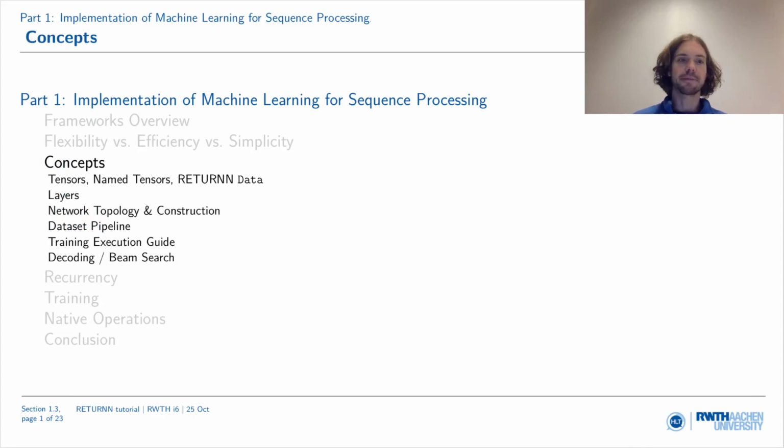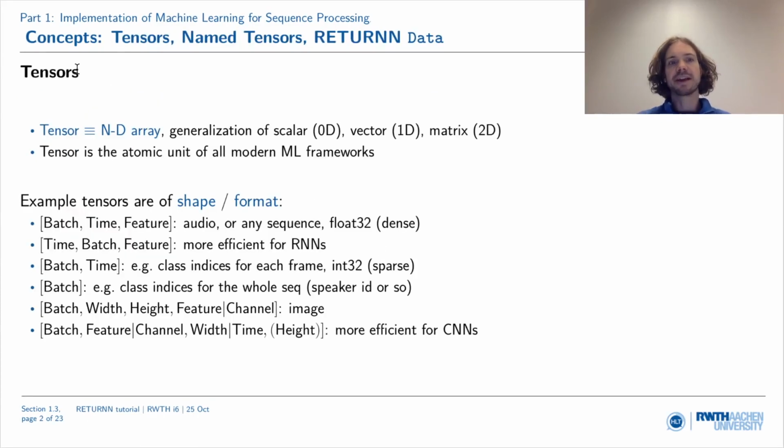So now we come to the concepts of all kinds of frameworks. First of all, tensors. Tensors are ND arrays and a generalization of a scalar, vector, or matrix. Tensor is the atomic unit of all modern machine learning frameworks. Example tensors are, for example, of these shapes. For any audio or any sequence, we usually would have these 3 dimensions: the batch dimension, time dimension, and feature dimension of type float32. So we say these are dense data. But the same data can be represented also with reordered axes, like time, batch, feature, so time first. This would be more efficient for recurrent neural networks, at least when you calculate it on GPUs or common hardware. Or then you could have 2 dimensions, batch and time, for class indices, for example, for each frame.